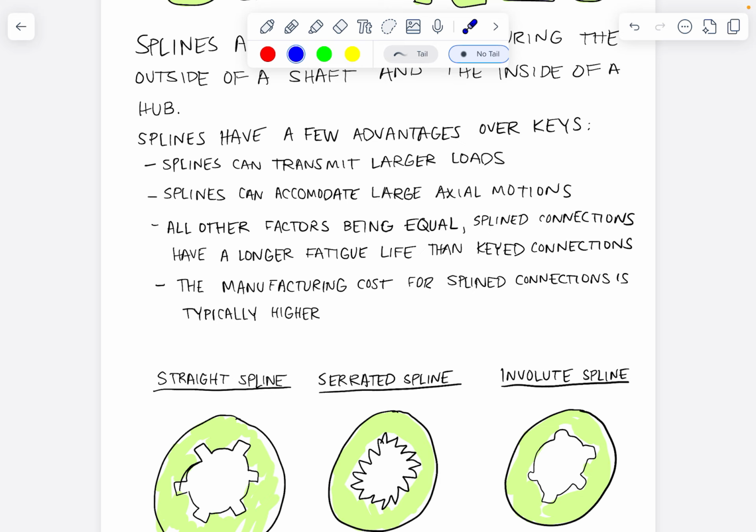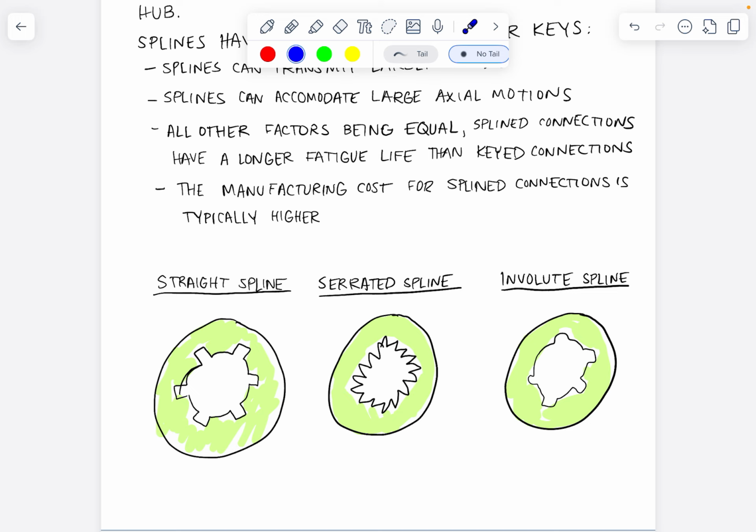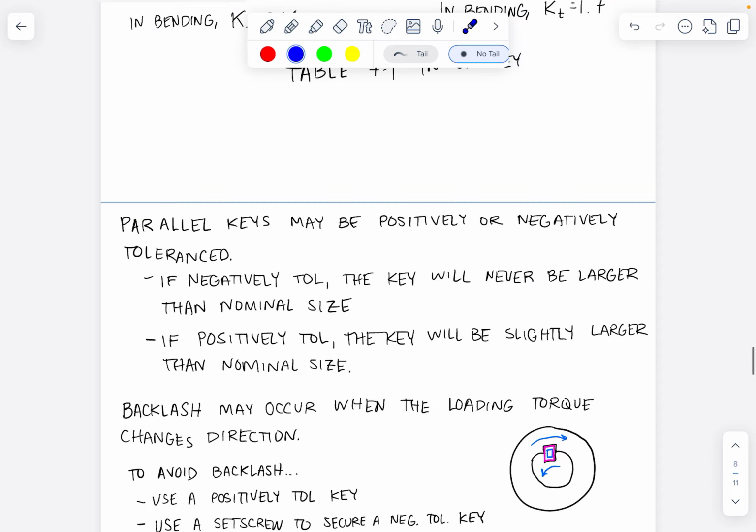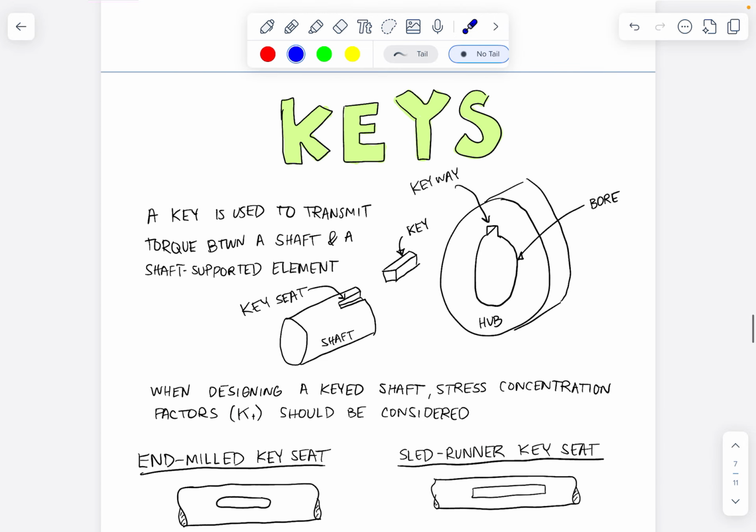And then all other factors being equal, splined connections have a longer fatigue life. Again, that's related to the fact that we can accommodate larger loads. We have a way to split loads between multiple different keys or different teeth on the spline. But of course, the manufacturing cost for spline connections is higher. We have to machine out 6 keyways to make this part rather than a single one to make a keyed hub like we had drawn up here.